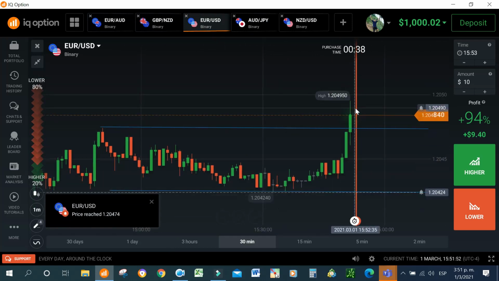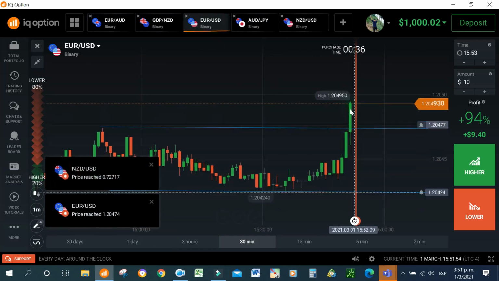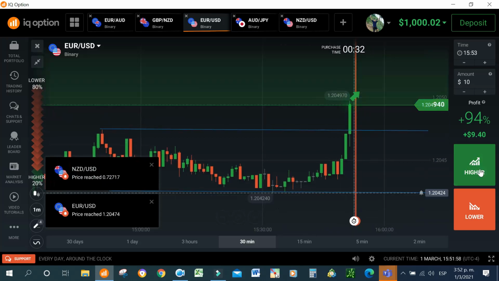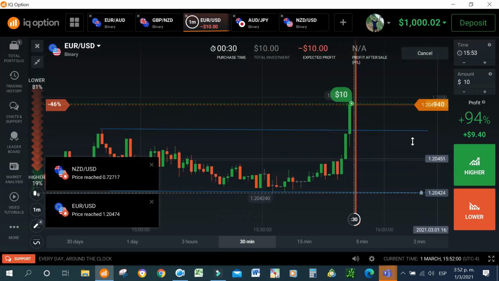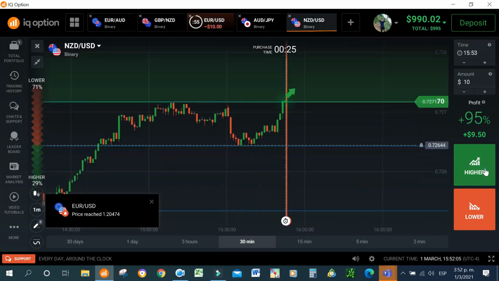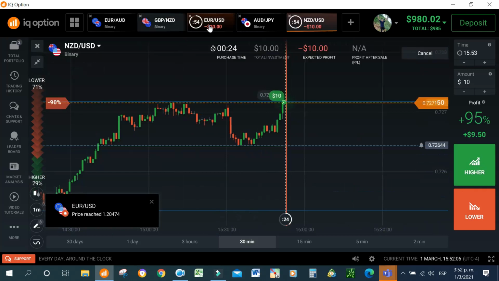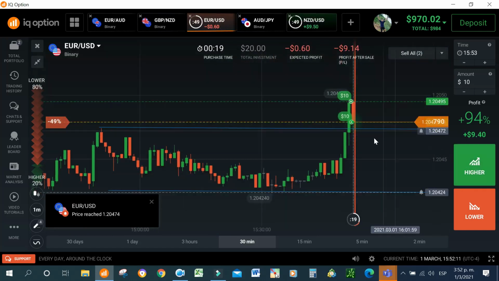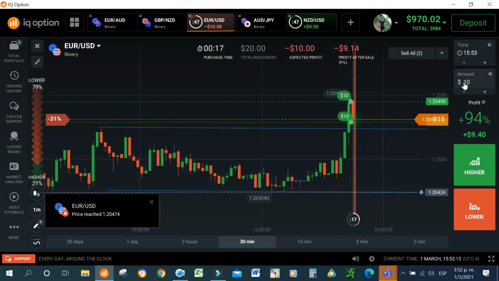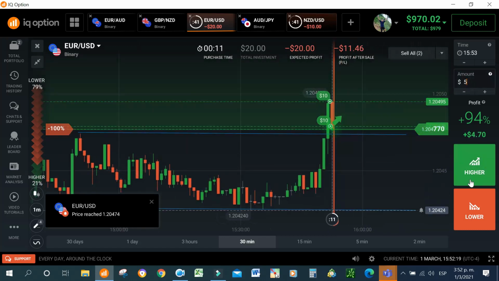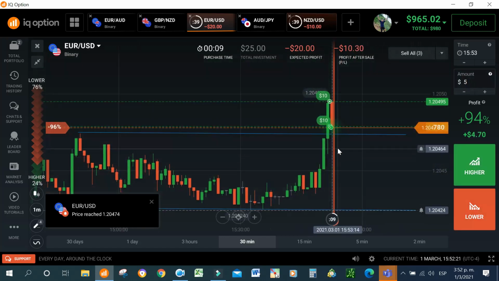Okay guys, it was already broken. Now we need to wait until this candlestick finishes. Alright, the candlestick closed. Let me do one more entry here just to cover the first trade. I think we can win. And let me do it with $5.